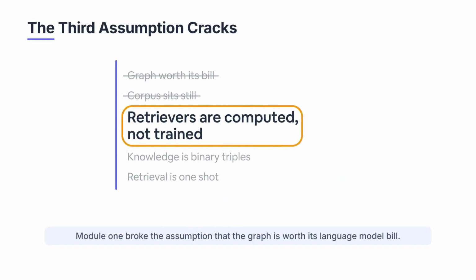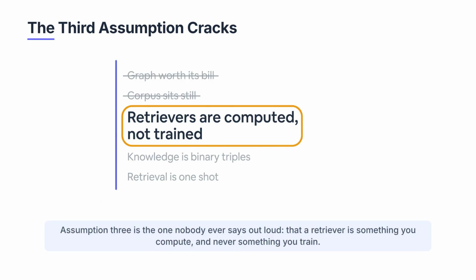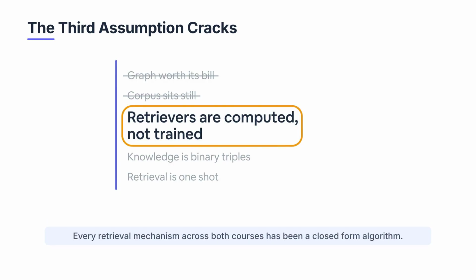Module 1 broke the assumption that the graph is worth its language model bill. Module 2 broke the assumption that the corpus sits still. Assumption 3 is the one nobody ever says out loud, that a retriever is something you compute and never something you train. Every retrieval mechanism across both courses has been a closed-form algorithm. Not one of them has a single weight that was ever fitted to data.